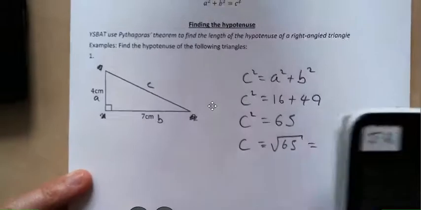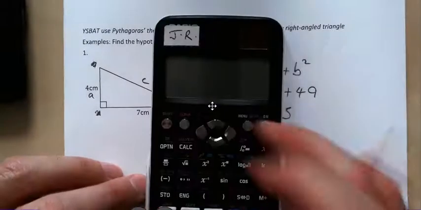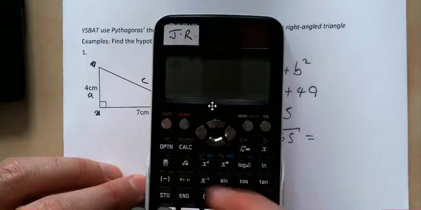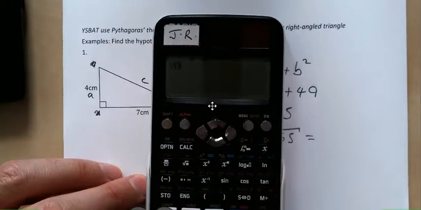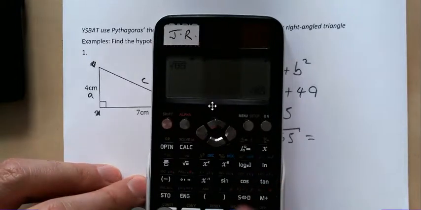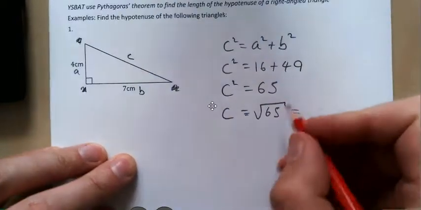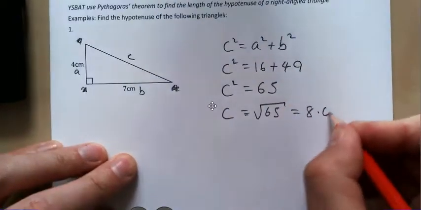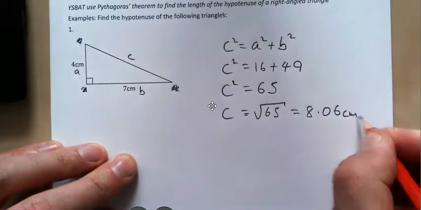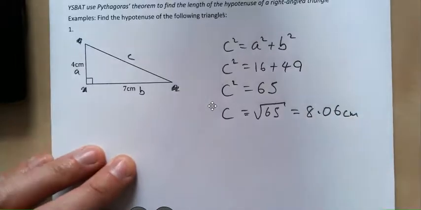Let's put this into our calculator and see what we end up with. The square root of 65 equals 8.06. We'll go to 3 significant figures for this, so it's 8.06 centimeters. On to our next example then.